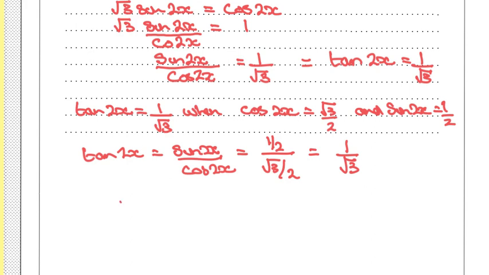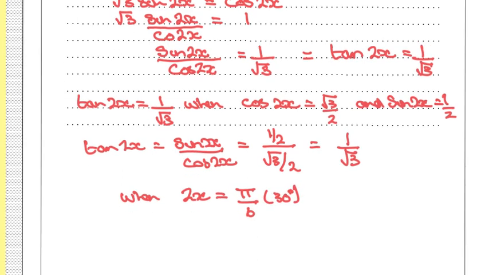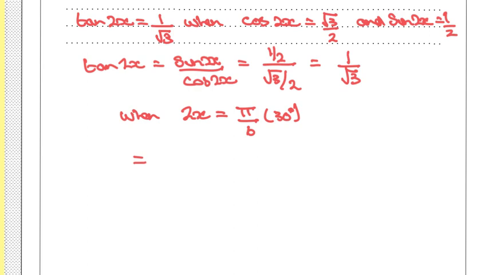This occurs when 2x equals pi over 6, 30 degrees. Therefore, 2x is equal to pi over 6. Therefore, x equals pi over 12.